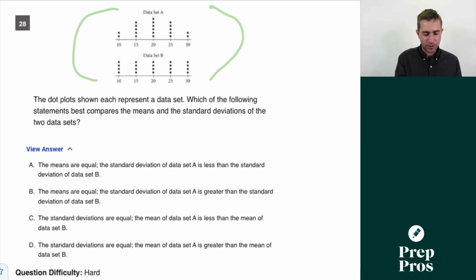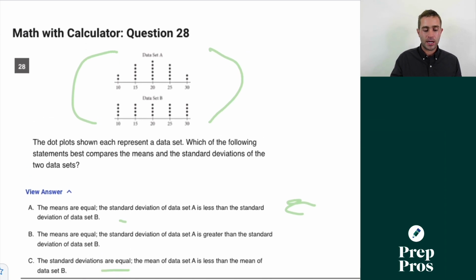So we'll look at our answer choices. The means are equal. The means are equal. The mean of data set A is less than the mean of data set B. The mean of data set A is greater than the mean of data set B. So I could definitely go through and solve that. But let's see if we have any really different statements on standard deviation. The standard deviation of data set A is less than the standard deviation of data set B. Standard deviation of data set A is greater than B, equal.